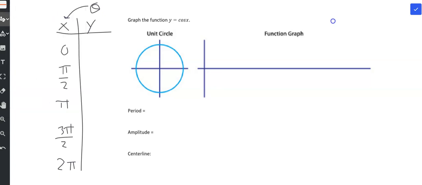Okay, once again, x is the theta of the angle measurements. What are we dealing with now? Cosine. These are x values, right? X values on the unit circle. So we're comparing angle measurements to x values. What is the x value at 0 radians? Nope. 1, right? Because it's an x value. It's all the way to the right.